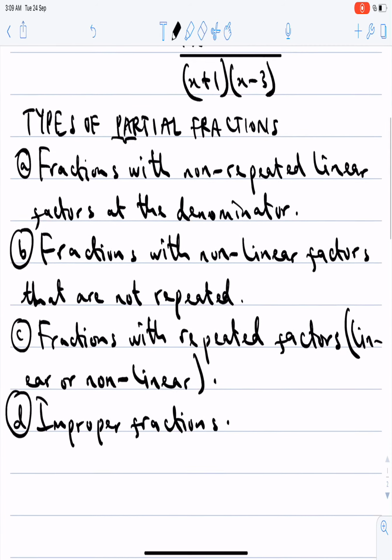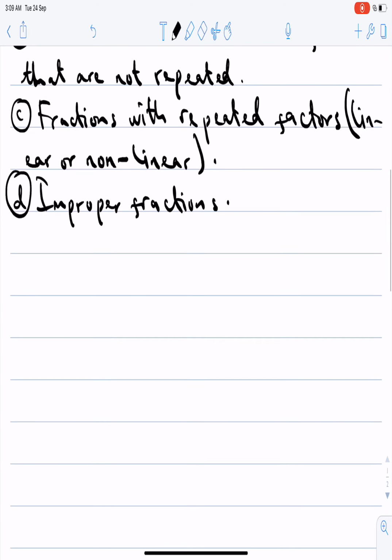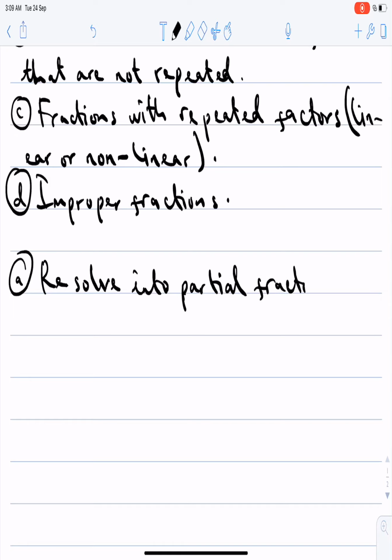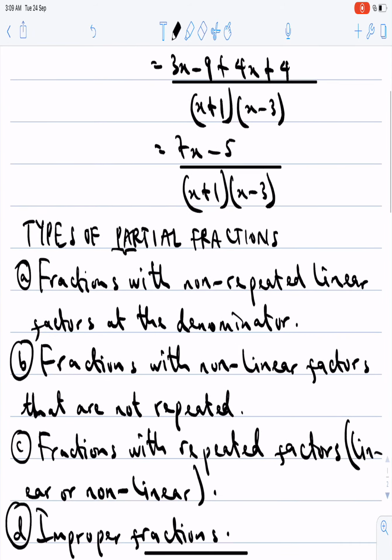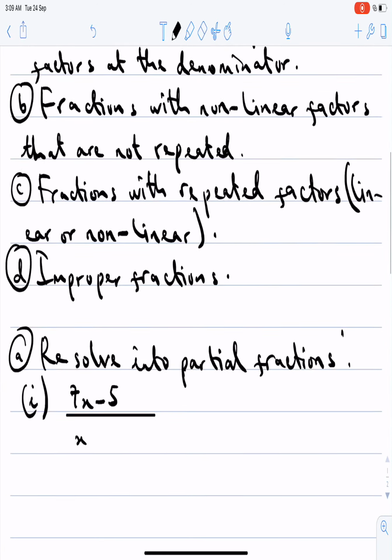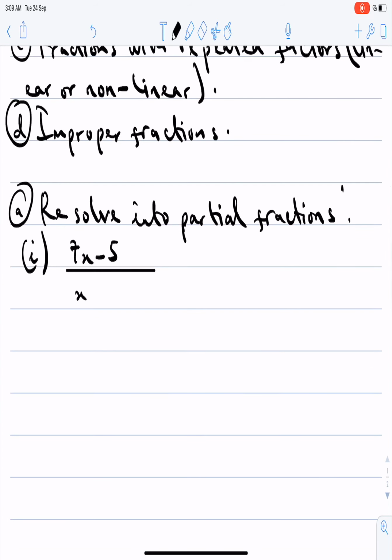So we start with the first one. Let's take examples of fractions with non-repeated linear factors. A, resolve into partial fractions. I think we should just take 2 examples on that. So I got 1. I want to take the fraction we started with, 7x minus 5 over x plus 1 times x minus 3.